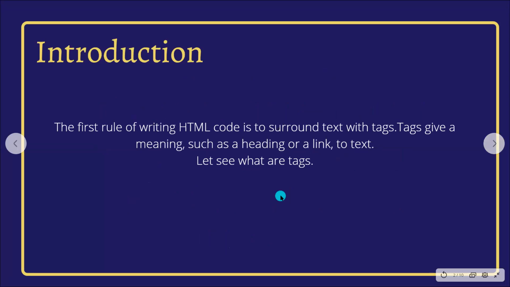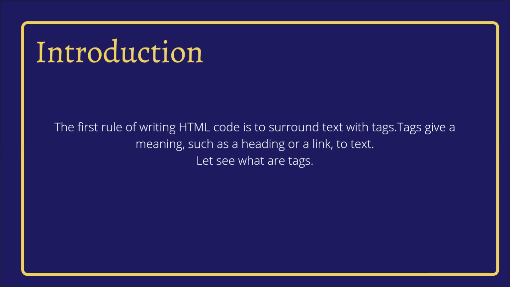So in this module, we are going to look at the rules to write the HTML code, which will be only one rule, that is to use tags. We will use tags to write the HTML code. Without the tags, we cannot write HTML code. The first rule of writing the HTML code is to surround the text with tags. Tags give a meaning, such as a heading or a link, to text.